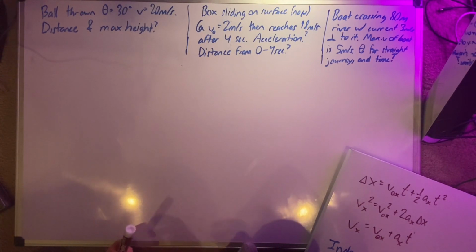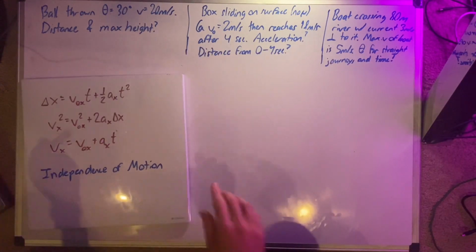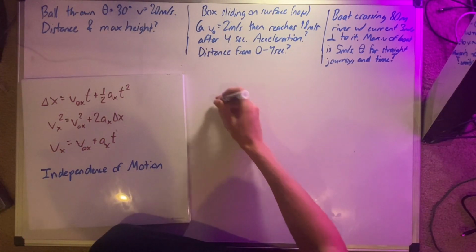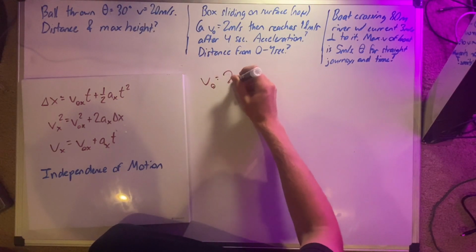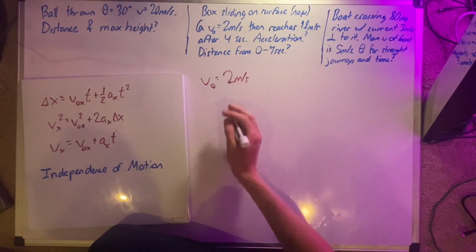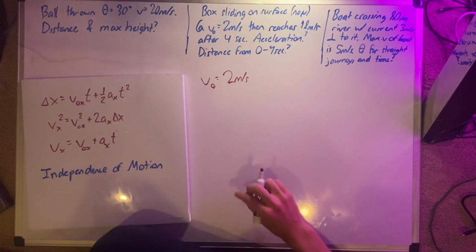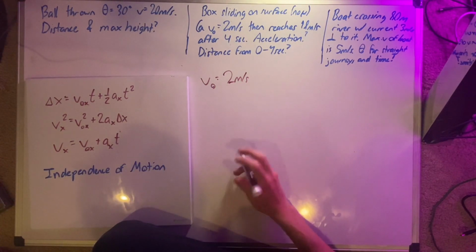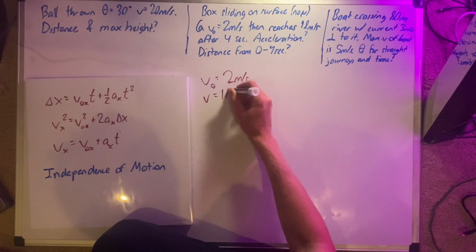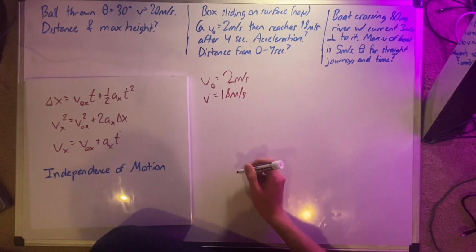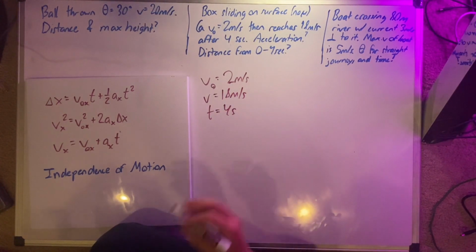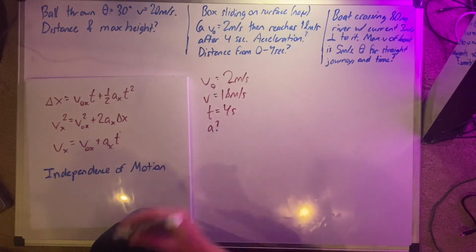So now we got to use these equations again. A box slides on a surface, starts out with a v naught equal to 2 meters per second. It's always nice to make a list of our beginning equations because there are so many different variables here. We don't know which one we want to use. And then it says it reaches 18 meters per second at the very end. So we know a final velocity. After 4 seconds, time is equal to 4 seconds. So we know a time, and then we're looking for an acceleration.